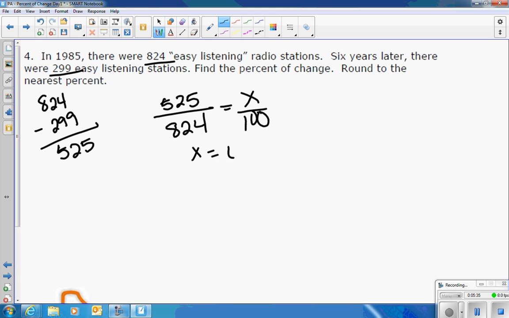When I cross multiply and divide, that's going to give me 63.7... So what is that percentage? This tells me to go up. So it's about a 64%. And this one's a decrease because my station number went down.